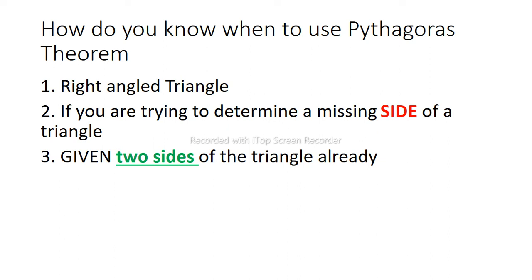But is that clear, Nancy? And for the others? Okay, no problem. So if you are only given one side, you can't use Pythagoras theorem, because it only works when they give you two sides of a triangle. If you are not dealing with a right angle triangle, then you can't use it. And also if you are trying to determine a missing angle, you can't use Pythagoras theorem.